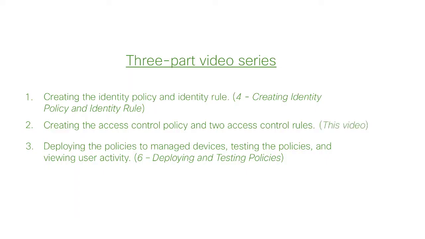This is the second of the three-part video series that show how to create access control rules based on user identity. If you haven't seen the first video yet, we recommend watching that before continuing with this video. In the first video in the series, you saw how to create an identity policy and rule to filter users from the realm. In this video, you will see how to create an access control policy with two rules.